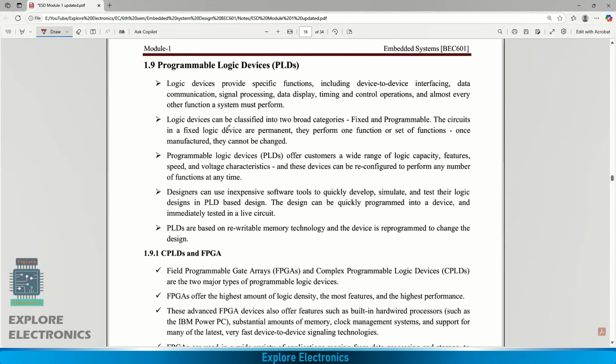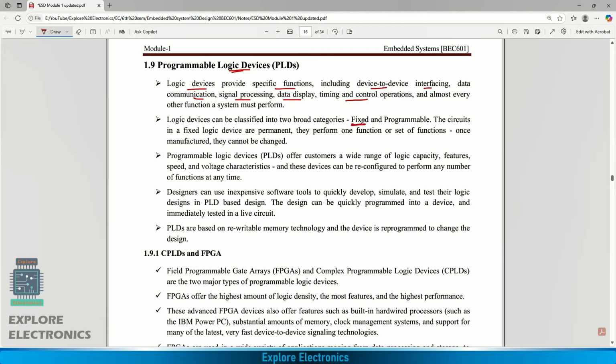Then programmable logic devices. A device can be one-time programmable, or it can be multiple time programmable. Again and again we can program it. So we will have a concept of programmable logic devices where we can reprogram it. Logic devices provide specific functions including device-to-device interfacing, data communication, signal processing, data display, timing control operation, like that. So there are two types here.